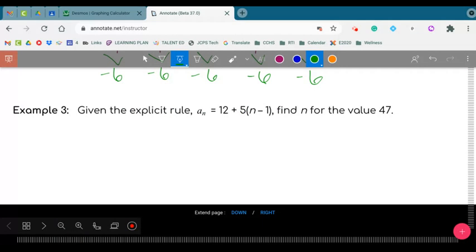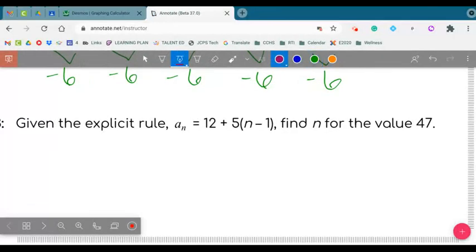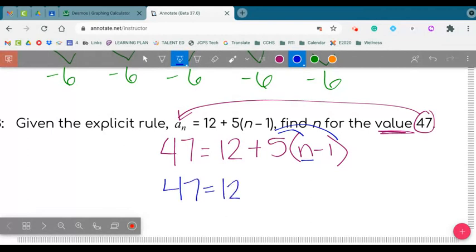The next one says, given the explicit rule, find the value of n for the value 47. So this is as hard as it gets with the explicit rule. So if it says find the value 47, we're going to take 47 and we have to plug it in for a sub n and we have to solve. So this one's going to be a little bit trickier. So we're going to have 47 equals 12 plus 5 times n minus 1. So we have to find what does n equal. So our first step is we have to distribute. So this goes back to solving equations. So we get 5n minus 5.